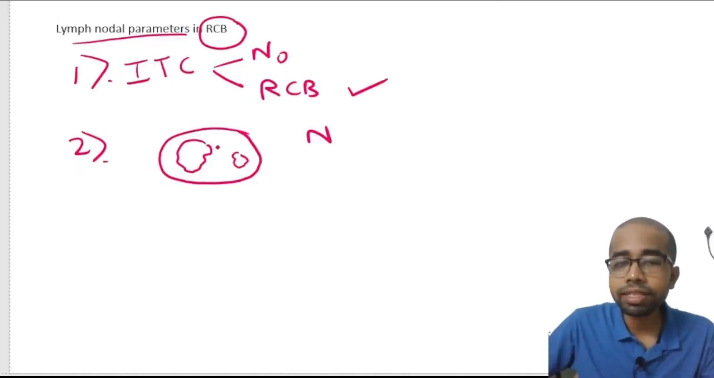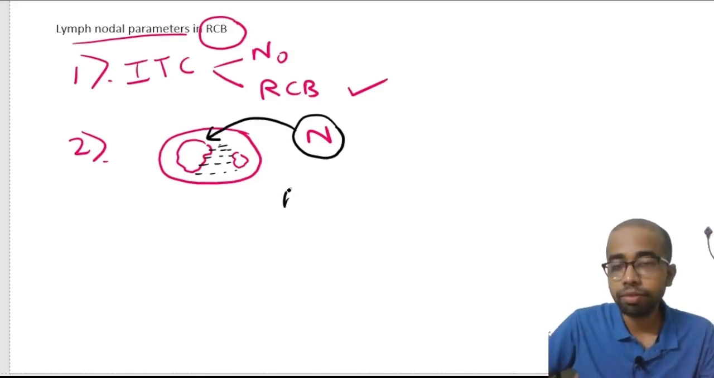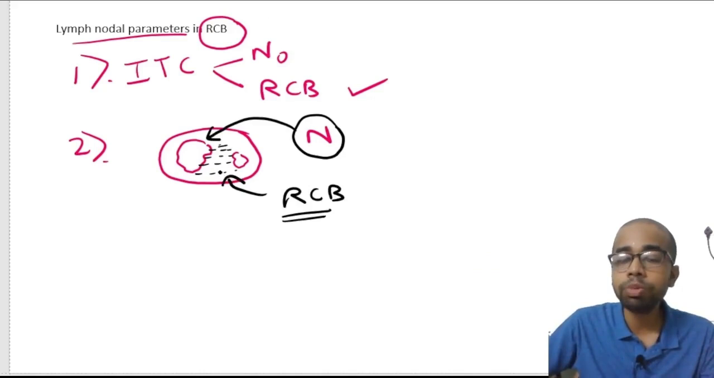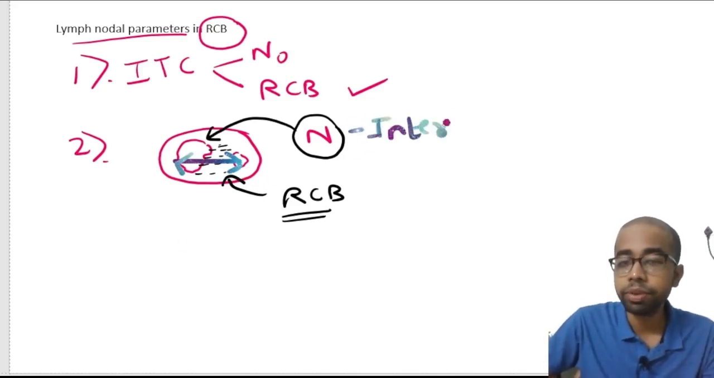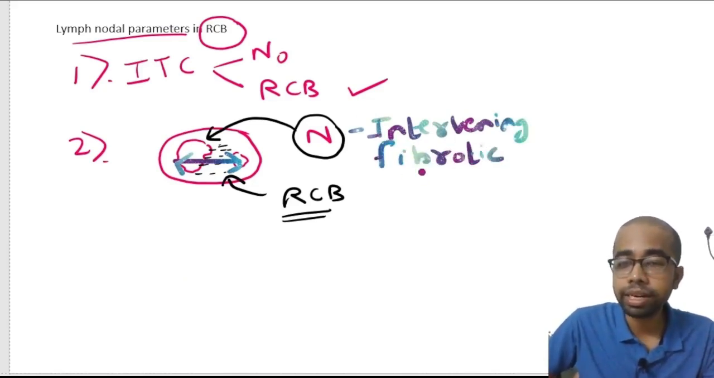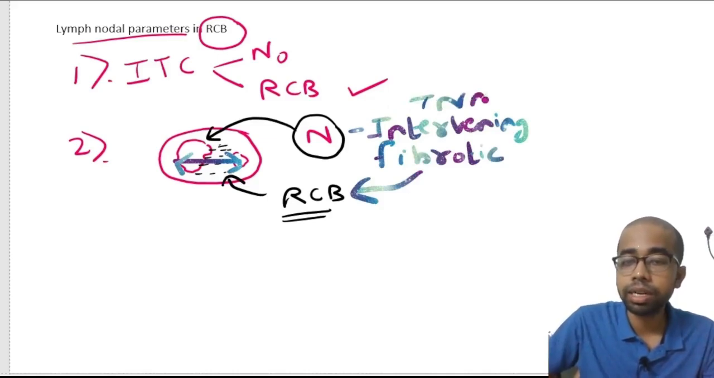But if there is some intervening fibrotic area in between these two metastatic deposits, what are we going to tell? In TNM, it says that while staging N under TNM, you have to consider the largest metastatic deposit only. But when we consider RCB, it tells that the intervening fibrotic area has to be considered under the dimension. So what is the complete dimension? It's the metastatic foci along with the intervening fibrotic area. Let me write it for you. Intervening fibrotic area is included under RCB, but not under TNM, right?